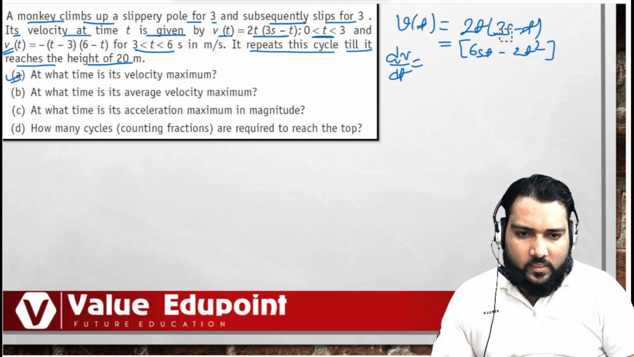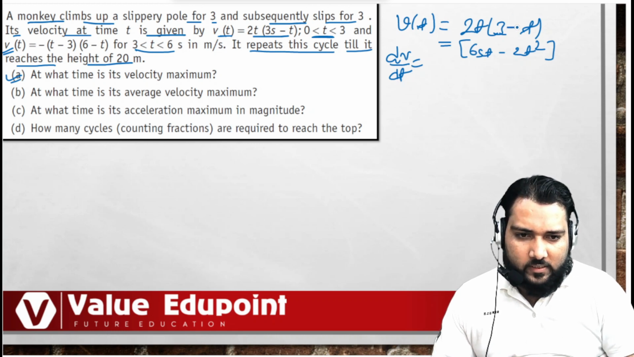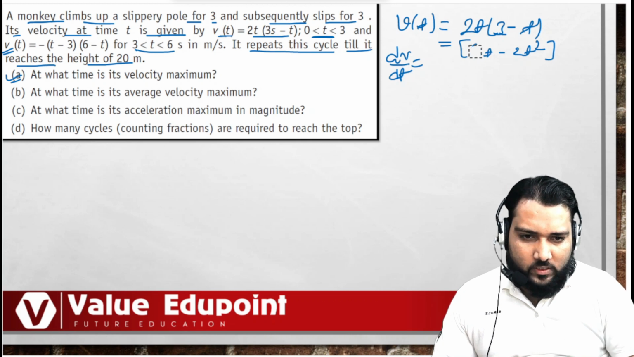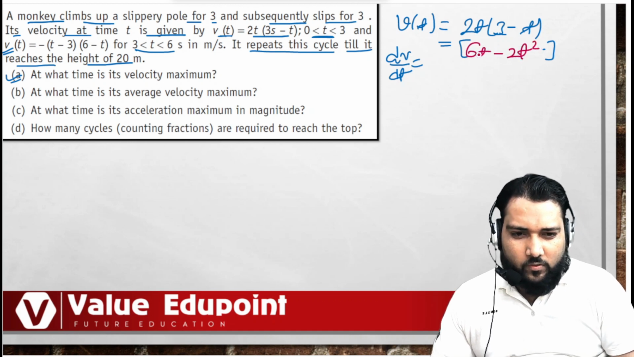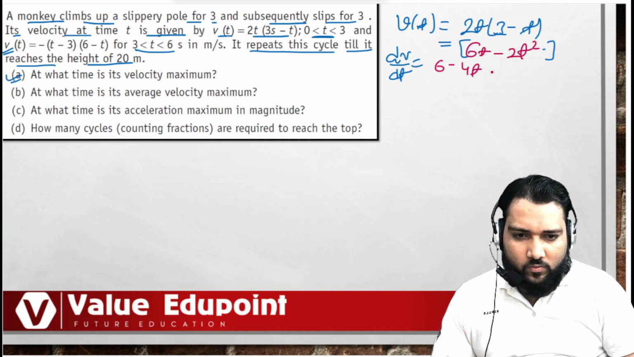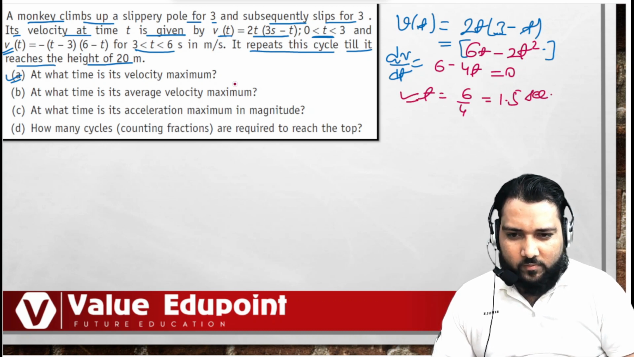Here it is not 3s, guys, here it is 3 seconds. So 2t times (3 minus t), when you multiply 2t inside, this function comes out to be 6t minus 2t square. When you differentiate this function, it comes out to be 6 minus 4t. Okay, so at what time will its velocity be maximum? When you set it equal to 0, time comes out to be 6 by 4, that is 1.5 seconds. So at this time the function will be maximum. So the answer to the first question is 1.5 seconds.